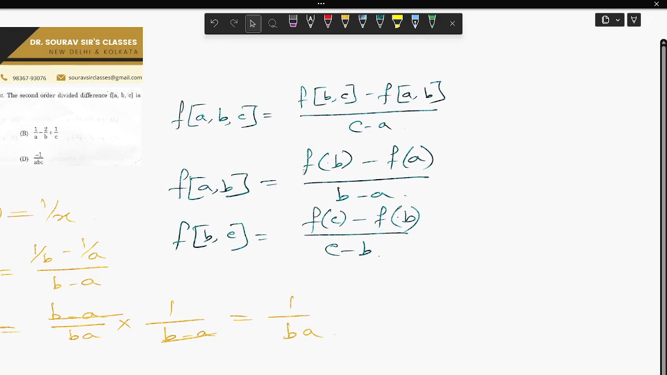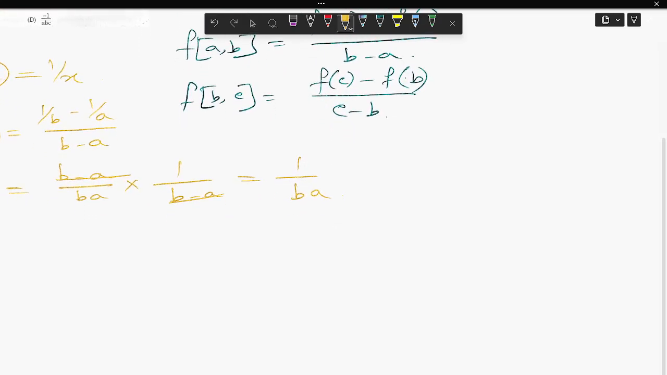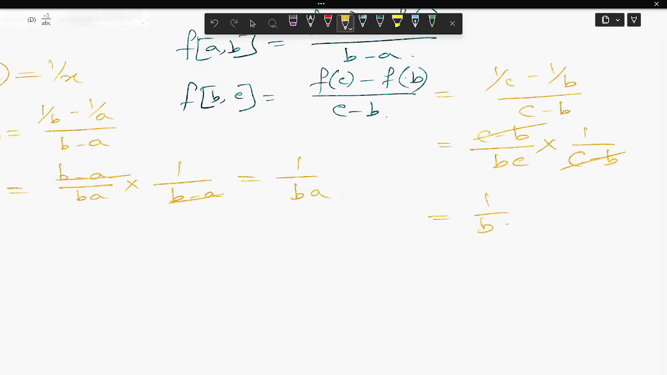Now for f[b,c], we will get (1/c minus 1/b) upon (c minus b). That will be (c minus b)/(bc) into 1/(c minus b). So this and this will cancel out, and the only outcome will be 1/(bc).